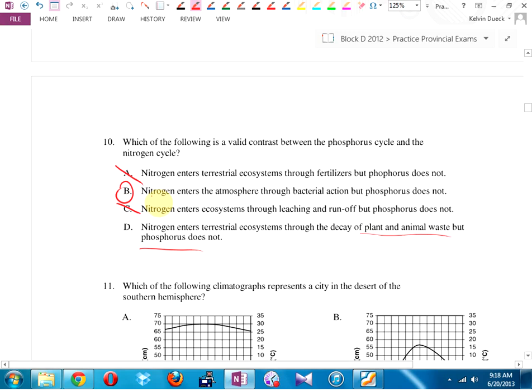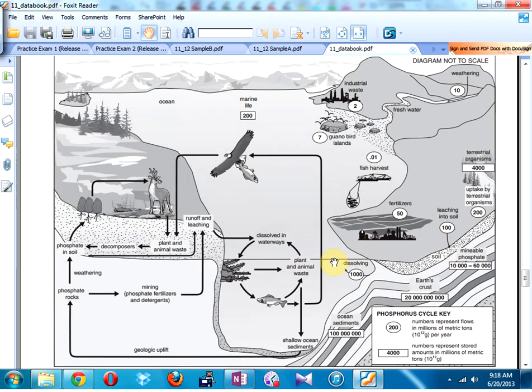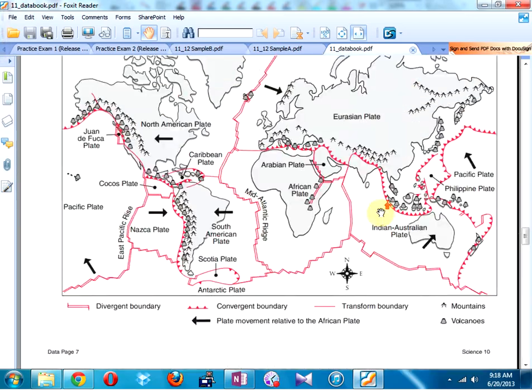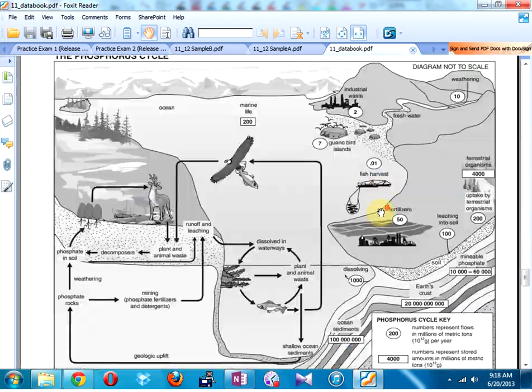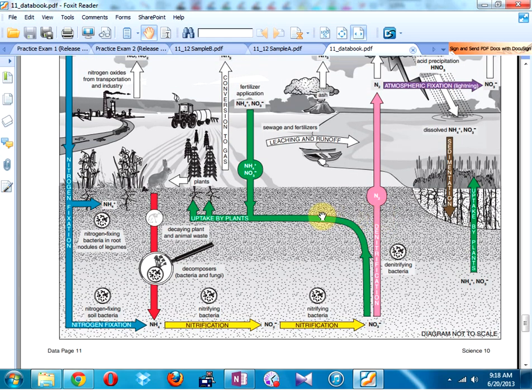Okay. Nitrogen enters the atmosphere through bacterial action. Phosphorus does not. I don't think you'll find bacterial action on here anywhere. But if you go to where is nitrogen? Last one, because why wouldn't you have all the cycles in a row? Okay. Nitrogen, I see bacteria. I see lots of bacterial action.